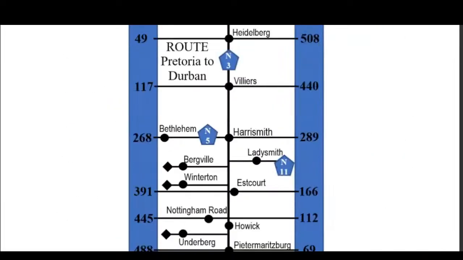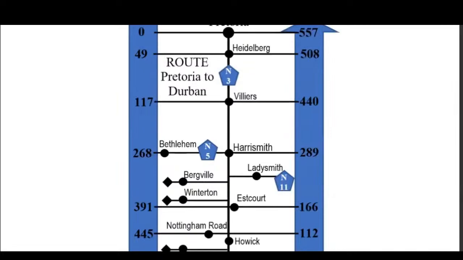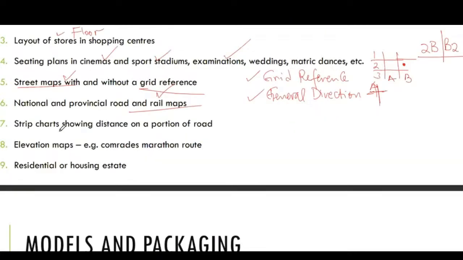This is what we call the street chart. Street chart, or you can call it a route map because it shows a route. Then we have one showing a portion of a road. Okay, elevation. Elevations are now okay.